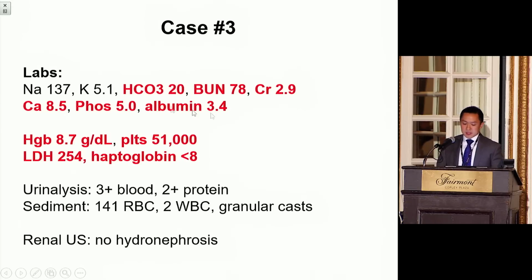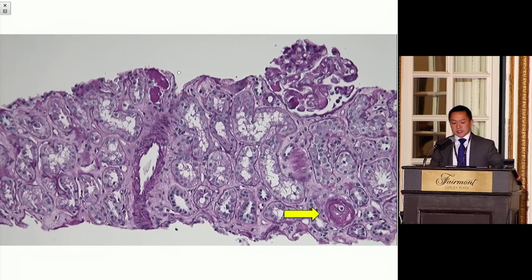Here are his labs. You can see that his creatinine has risen now to 2.9. He's hypoalbuminemic, he's got hyperphosphatemia. His hemoglobin has dropped to 8.7 and his platelet count has dropped to 51,000 from normal. His LDH now is elevated to 254 and he's got a low haptoglobin level. His urinalysis shows some microscopic hematuria and some proteinuria. He's got a lot of red blood cells and some granular casts, and a kidney ultrasound shows no evidence of hydronephrosis. So here's his kidney biopsy.